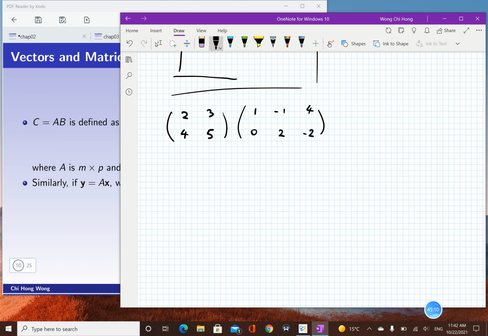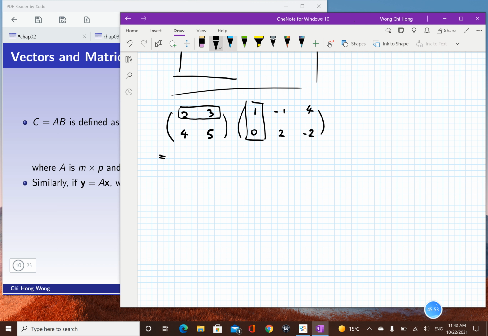How do you multiply two matrices together? If you have to multiply two matrices together, you have to make sure that the one from the left must have the same number of columns, in this case 2 columns, as the number of rows for the other one. The one on the right must have exactly the same number of rows. So you have 2 columns to multiply to something with 2 rows.